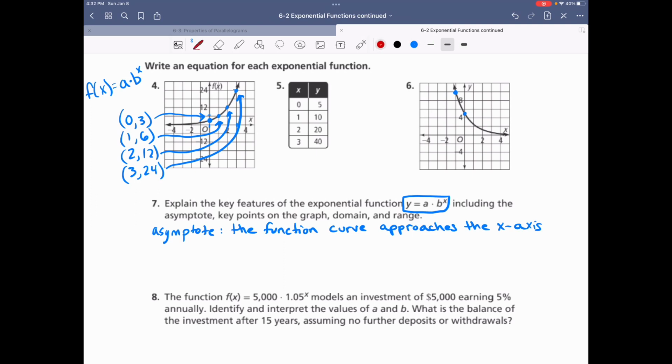And then the key points on the graph would be, so A would be the initial amount, which is always 0, comma, and then it would be at A, wherever A is. Another key feature would be that at the point 1 for x, it would be A times B. So that would be a point on the graph.